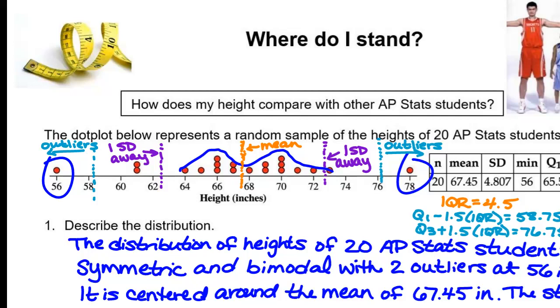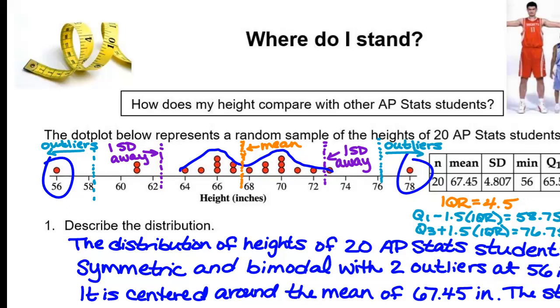Do my points typically fall within that far away? Are most of my points in between those fences? We've got some points that are further away, but remember, this is talking about on average how far away my data points are from the mean. That's what this is trying to express.